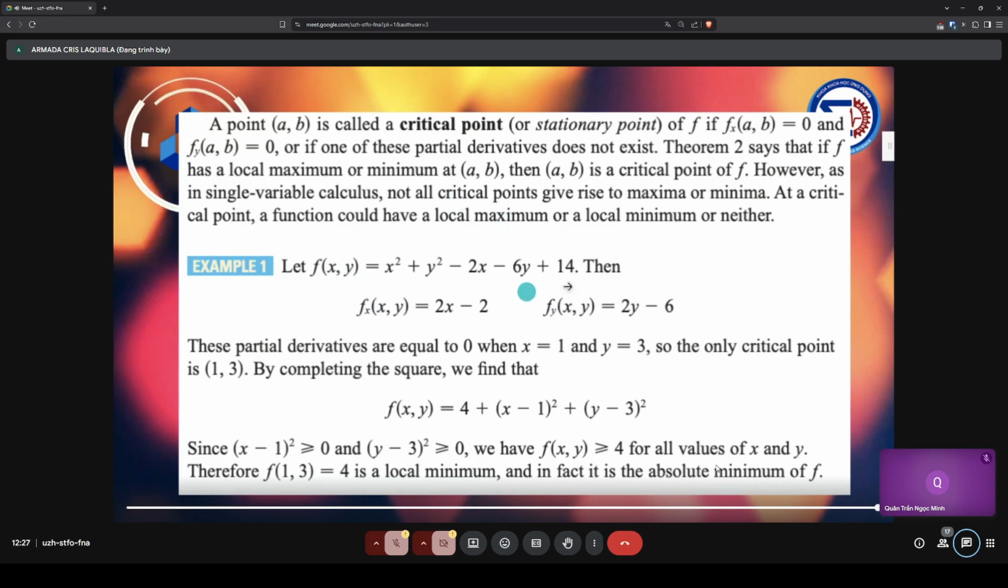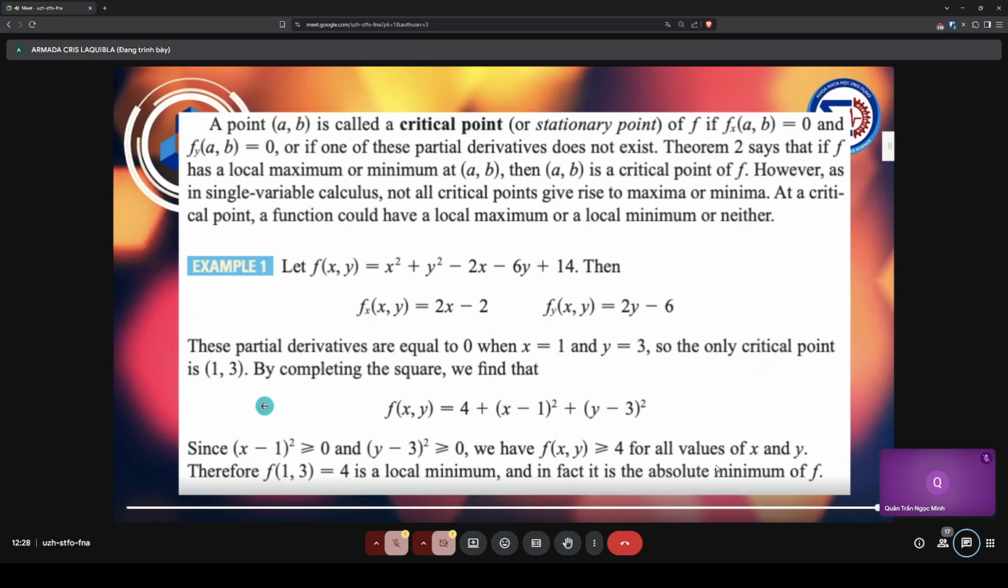This is your f of x, y. Now we solve fx and fy. Here, this is 2x, this one is 0, this one is minus 2, and this one is 0 because they are all y and constants. Next, fy of x, y: we have 0 for the x squared, this becomes 2y, here it's 0 because there's only x, and this becomes minus 6. Then the derivative of 14 is 0, so we are left with those two values.